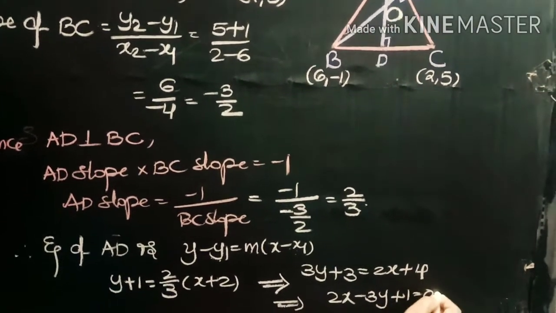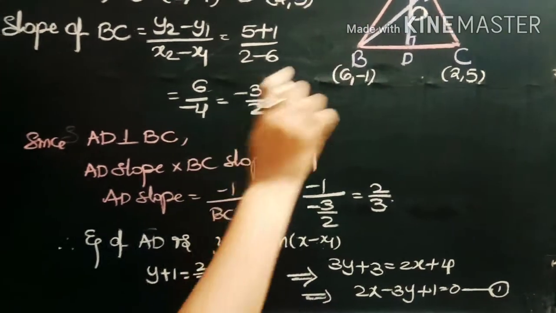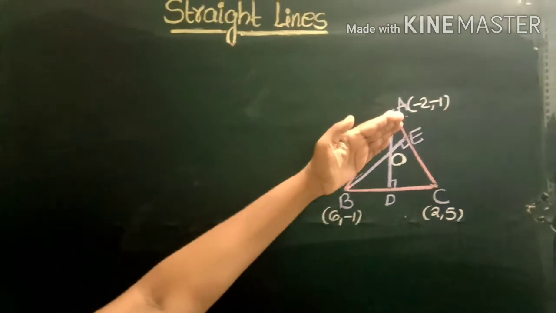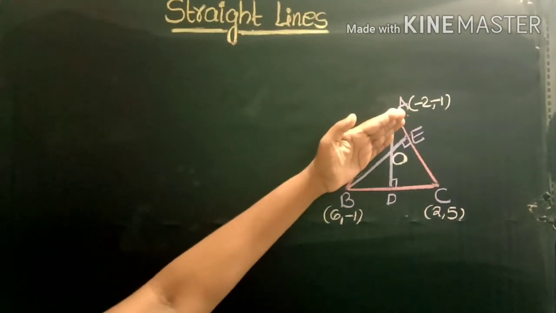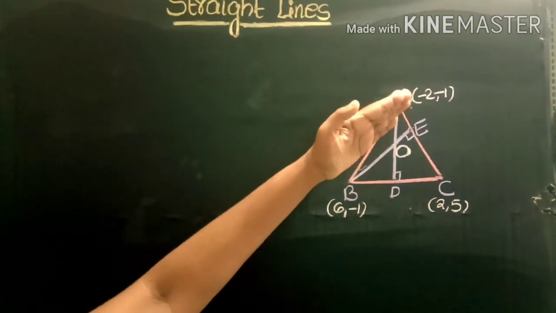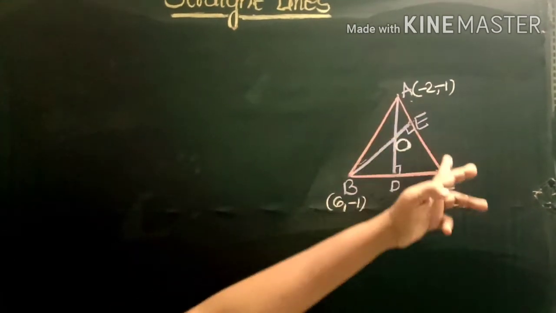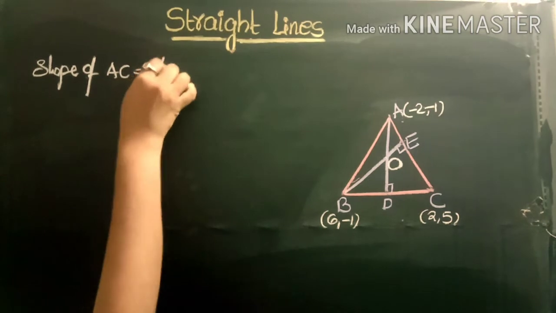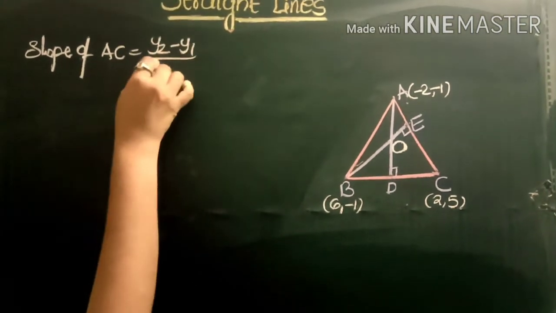So, equation 1. Next, we are finding the equation of BE. Now, to find the equation, first we want the slope value. To find this slope value, first we are taking the slope of AC. So slope of AC is equal to y2 minus y1 by x2 minus x1.